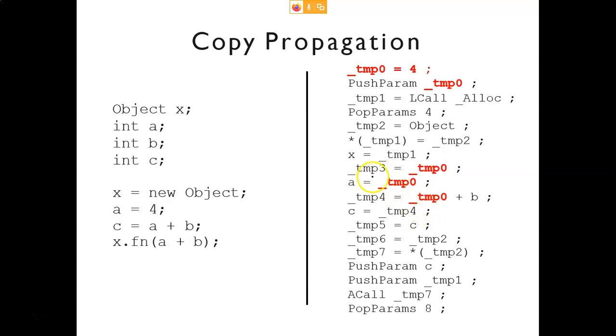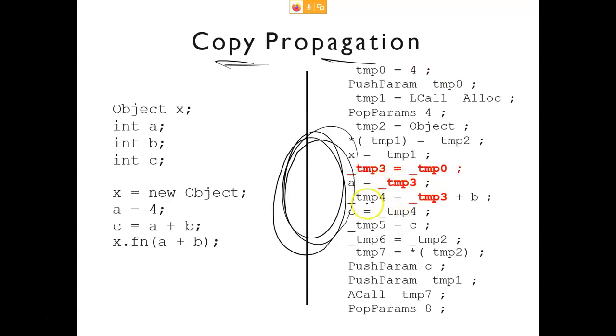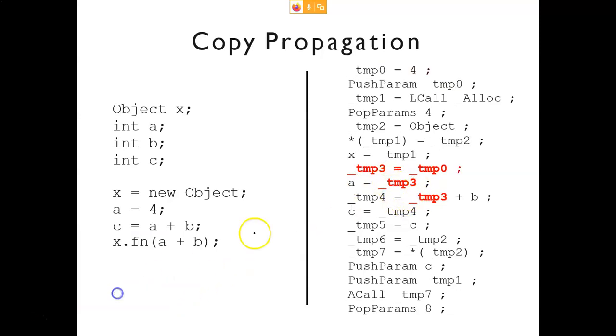Oh sorry, you can replace this temp 3 with temp 0, like that you should do. So I think, okay, yeah, he has done this, you can see. You are assigning this temp 0 to temp 3. So what you can do here, this temp 3 you can replace with temp 0. So this is how you can do. You can replace them with temp 0.